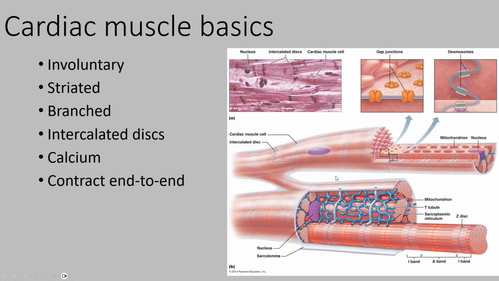Calcium, again, mostly comes from outside the cell. Here we can see that sarcoplasmic reticulum is not very extensive. So most of the calcium comes from outside the muscle cell. And they contract end to end using that sliding filament theory like we saw in skeletal muscle.